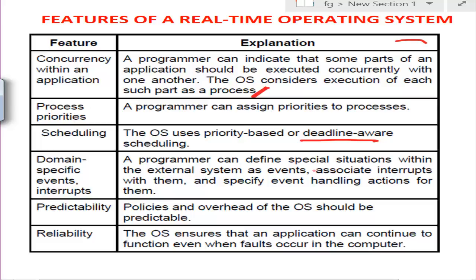Now there are some domains, special situations with external systems as events, and your system actually then associates interrupts with them and specifies event handling actions for them. Okay, and the policies and overheads of the OS should be predictable. Reliability is the most important thing in the case of real-time OSs, because they are highly reliable. We know it will survive whatever situation occurs. It has to do the job, and that too before the deadline. Okay.